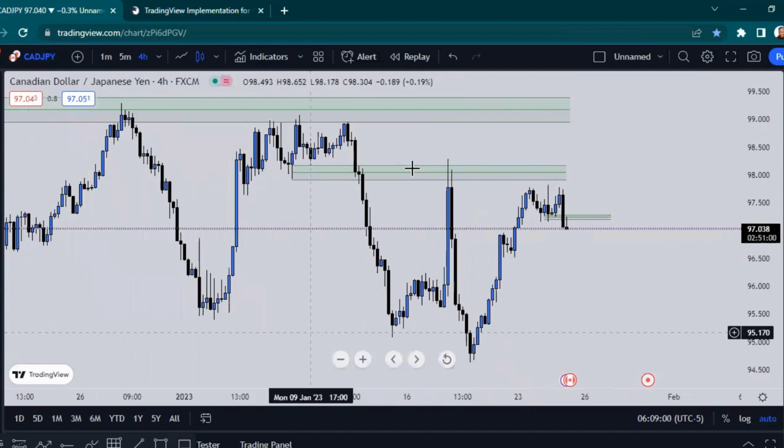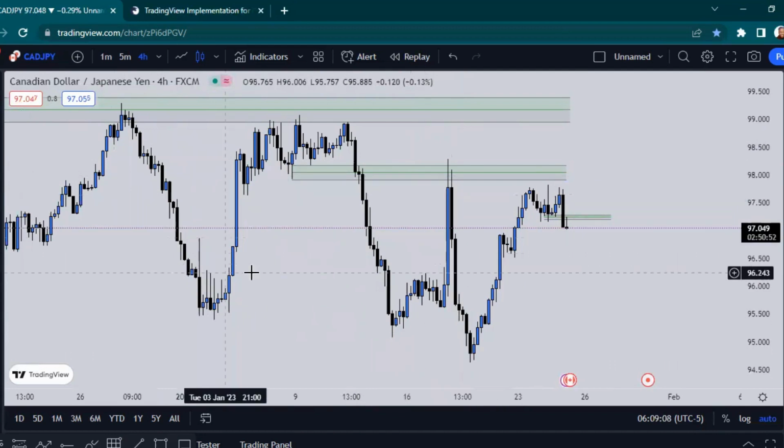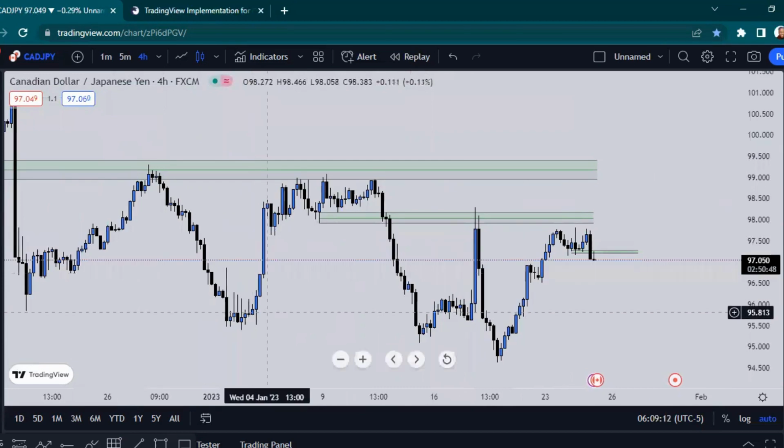You can just draw these levels. Then you wait for a rejection in smaller time frames. Probably on the smaller time frame, there's one black candle up here before the big push. You get in. Or if you miss it, no problem. At least you saw the level. It's very important, guys. Let's go to the next pair.